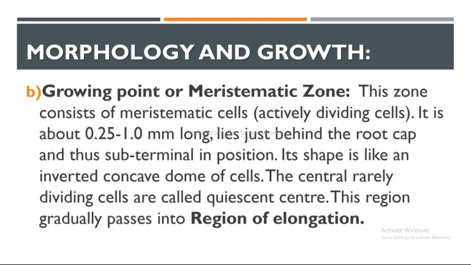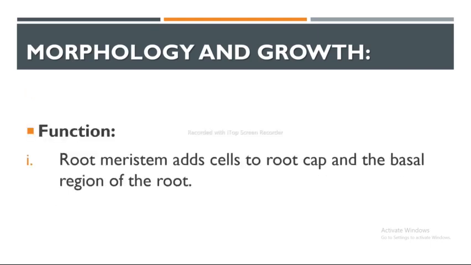The central layer of rarely dividing cells is called the quiescent center, and this region gradually passes into the region of elongation. So the function of this zone is that the root meristem adds cells to the root cap and the basal region of the root.